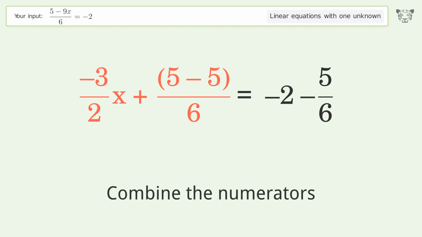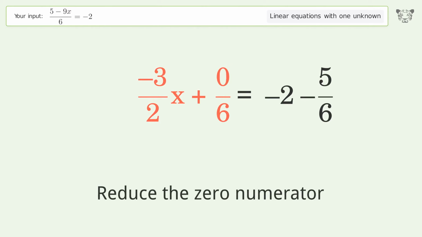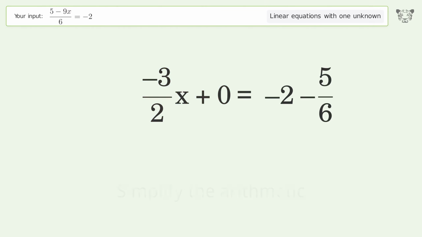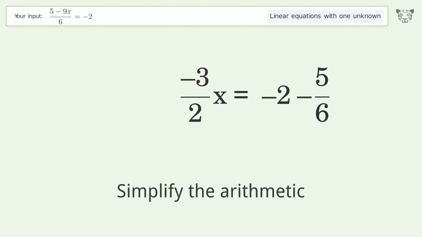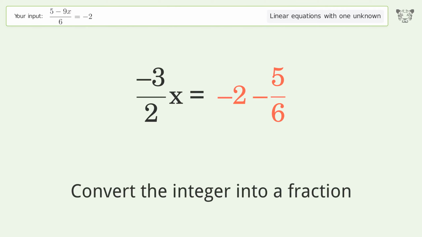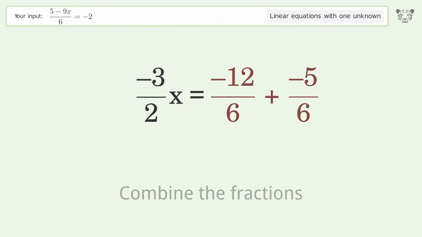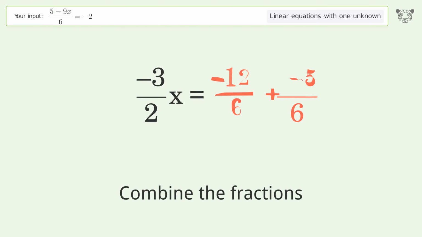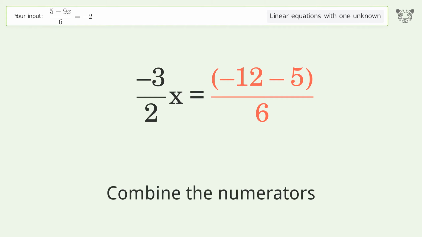Combine the numerators. Reduce the zero numerator. Simplify the arithmetic. Convert the integer into a fraction. Combine the fractions. Combine the numerators.